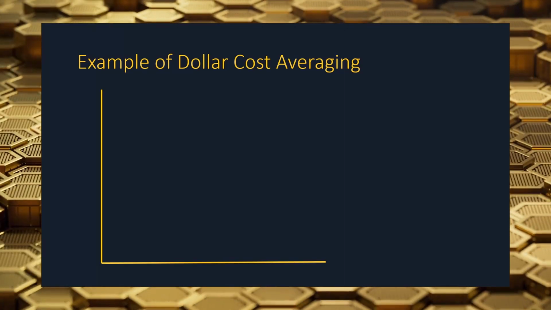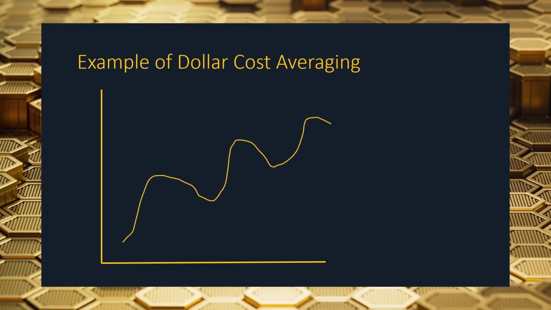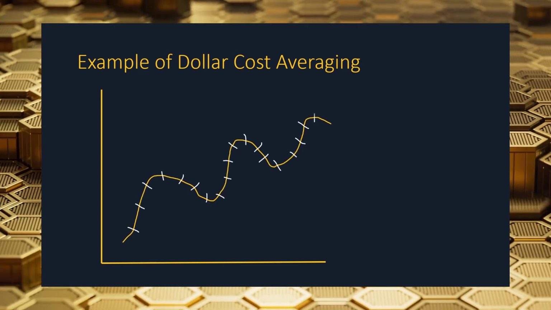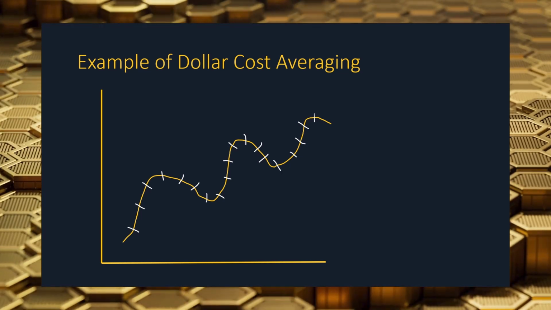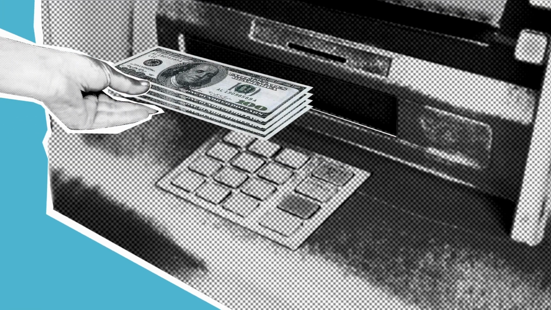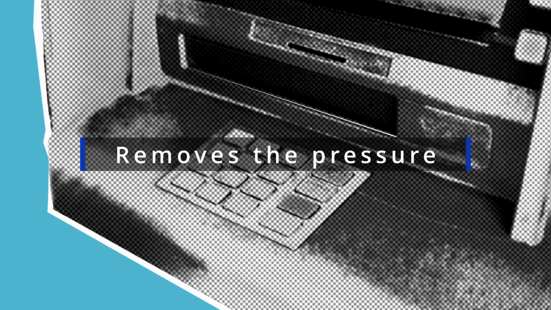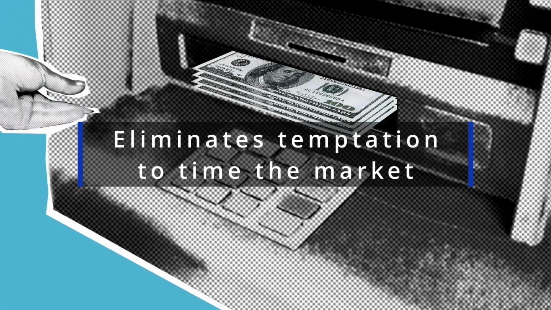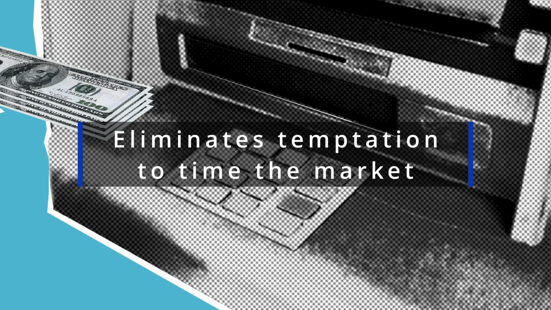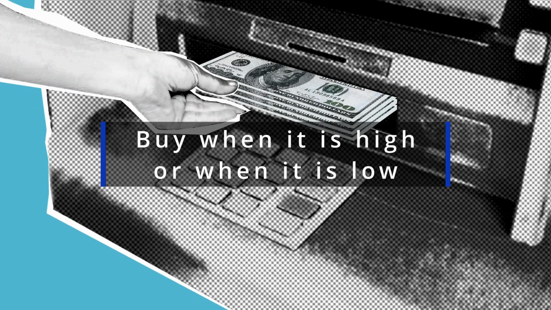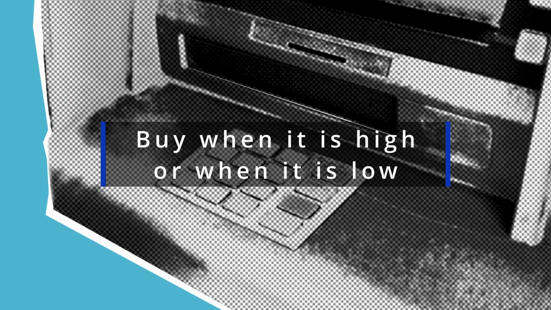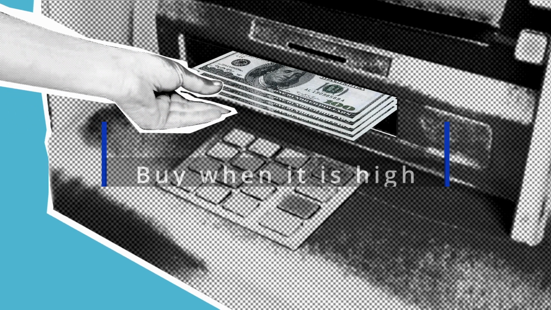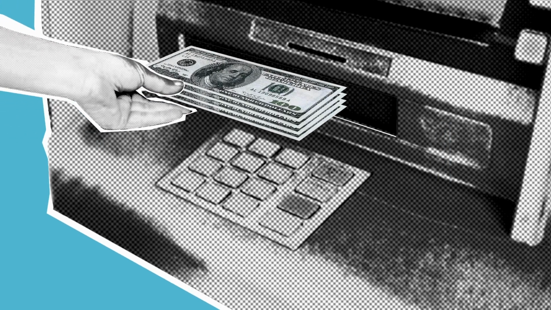For example, let's say you invest $100 every month. If the market is down for 1 month, you will buy more shares. And if the market is up 1 month, you will buy fewer shares. The beauty of dollar cost averaging is that it removes the pressure of making investment decisions based on short-term market movements. They don't matter anymore. It eliminates the temptation to time the market or make impulsive investment decisions based on emotions. By investing consistently, regardless of short-term market performance, you will buy the stock or ETF when it is high or when it is low. If you trust your stock or ETF will go up, you will follow it on its ride up.